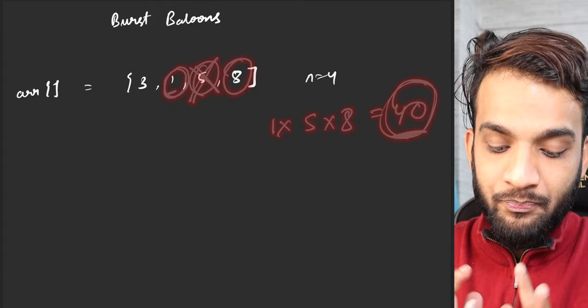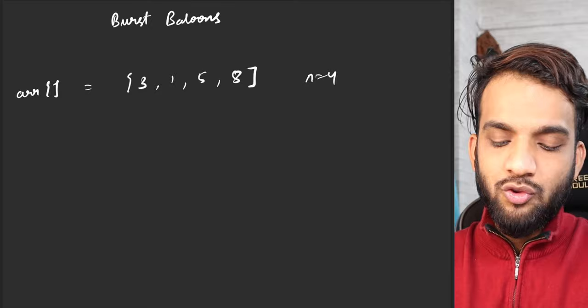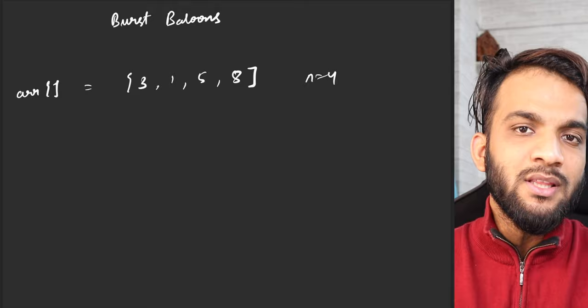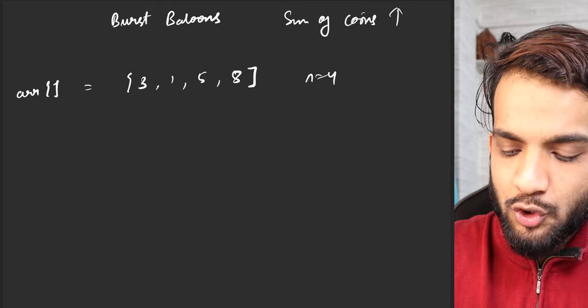So the question states you have to burst the balloons in any order you wish. You can burst 5, then 8, then 1, then 3. Or you can go 3, then 5, then 8, then 1. You can follow any order. And in following the order, you will be getting some coins, because every time you burst a balloon, you get some coins. So the summation of those coins should be maximum is the question.